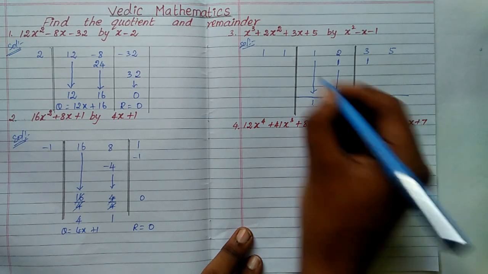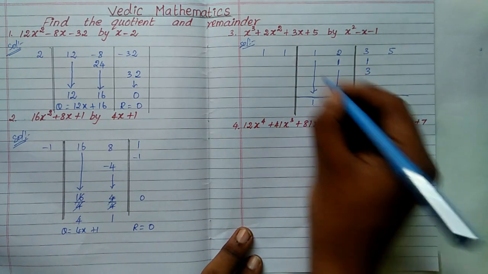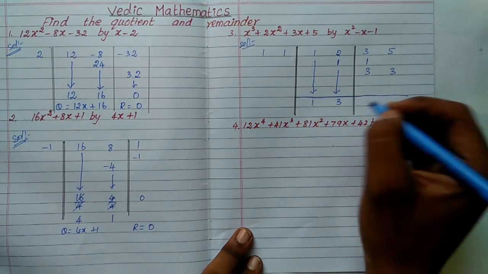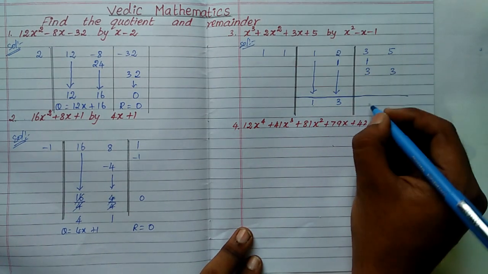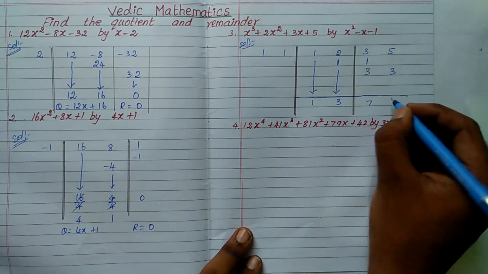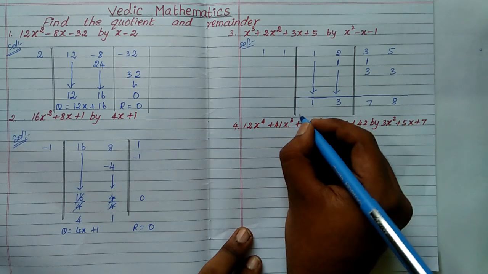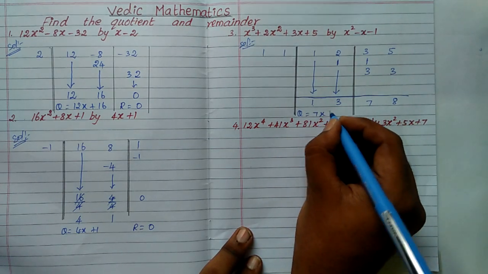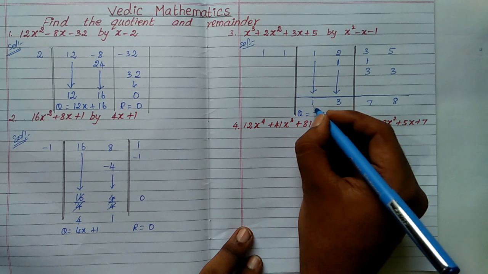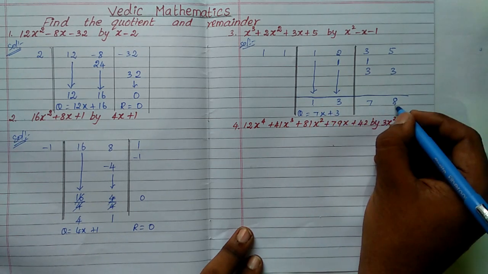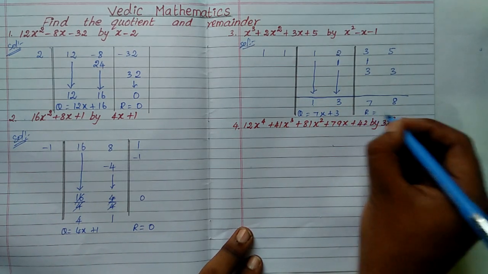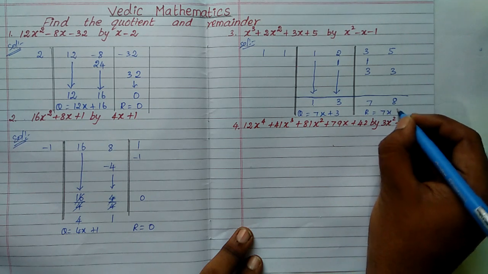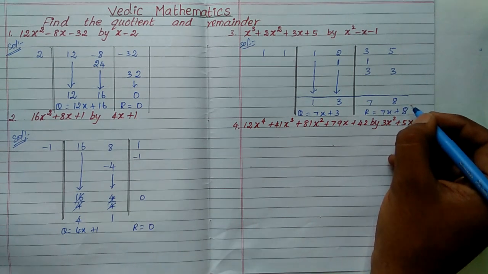Take 3 and multiply here. 3 into 1, 3, and 3 into 1, 3. Now 3 plus 1 plus 3 is 7, and 5 plus 3 is 8. Now the quotient is 7x plus 3. Here only two terms, constant and x power 1. The remainder is 7x plus 8.